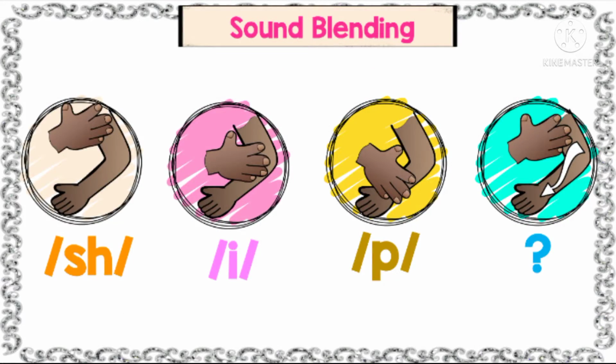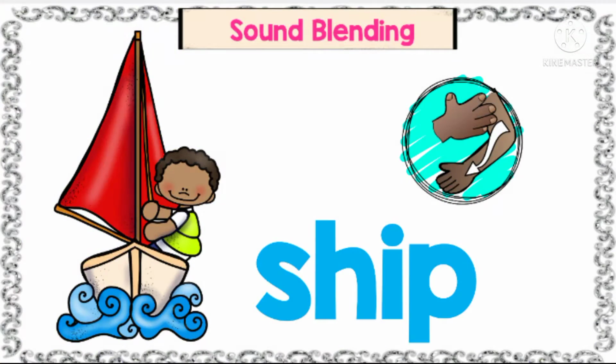On the first sound, place your hand above your elbow and say shh. On the second sound, place your hand in between your elbow and say e. On the third sound, place your hand on your wrist and say p. Then slide through your arm as you blend. What word does it give? Wow, it gives sheep. Let's move over to the other word.